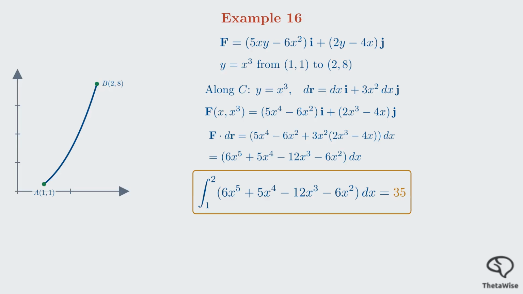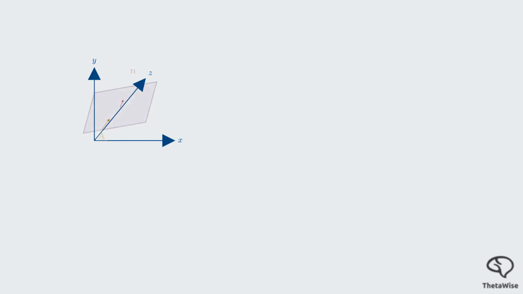The path is not decoration. It determines dr and therefore determines the work unless the field is conservative. A surface integral measures the component of a vector field crossing a surface. If n is the unit normal, the local normal component is A dot n, and the flux is the double integral of A dot n dS. Orientation matters. Reversing n reverses the flux.